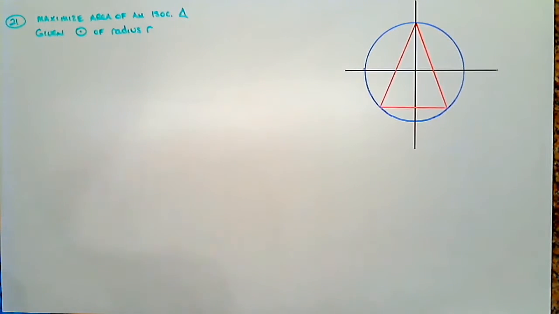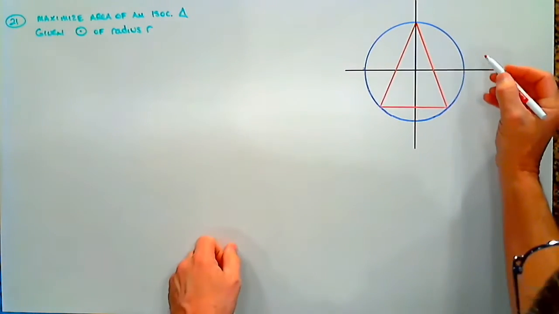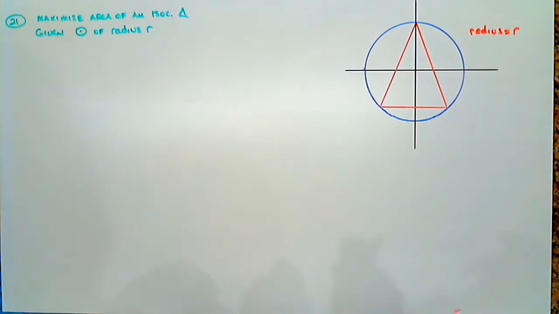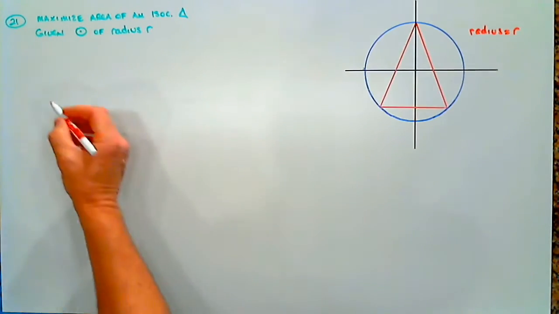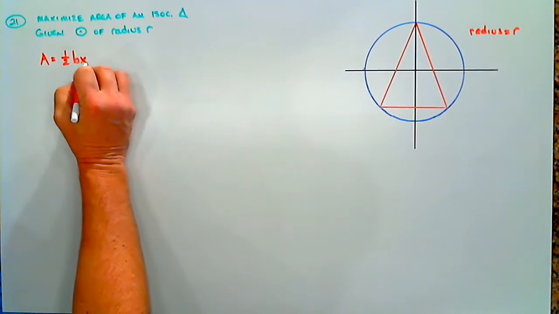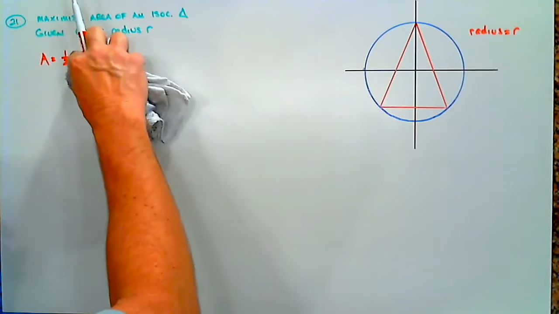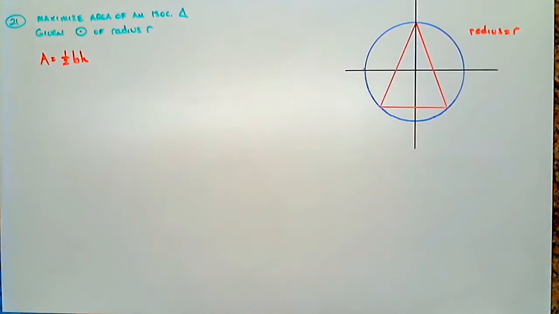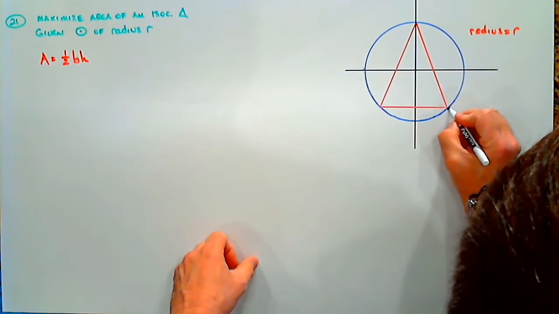So what do we know? What are we told here? Remember, we're told that the radius of our circle is r, right? The radius equals r. So how are we going to maximize the area of our triangle? Well, we're going to remember that the area of a triangle is 1/2 base times height.